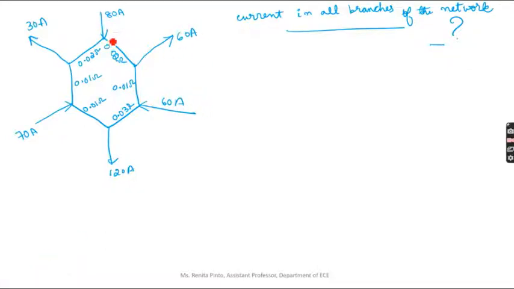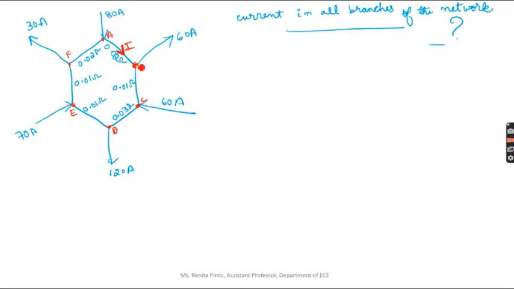So first let me mark these nodes. So I'm going to mark this A, B, C, D, E and F. Okay, so I have marked these nodes. Next, I will assume that current I is flowing in this branch. Okay, so let me start from this branch. I am assuming that the current I is flowing in this branch.